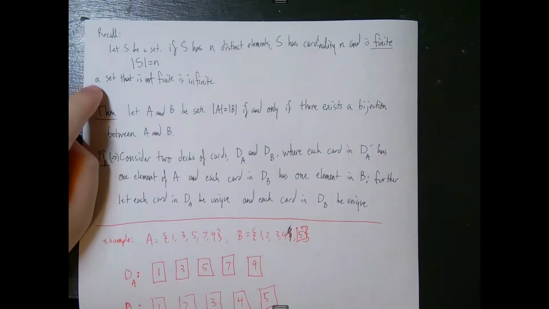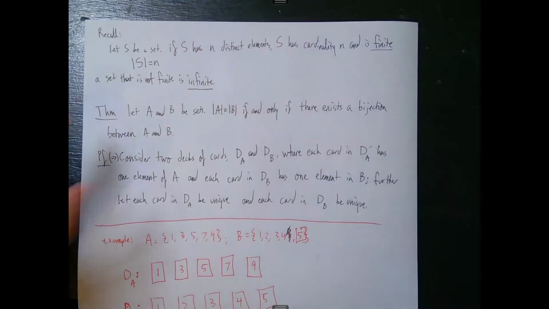So another definition we have here is that a set that is not finite is called infinite. So basically, if you can't count the number of distinct elements in a set, then we call that an infinite set.